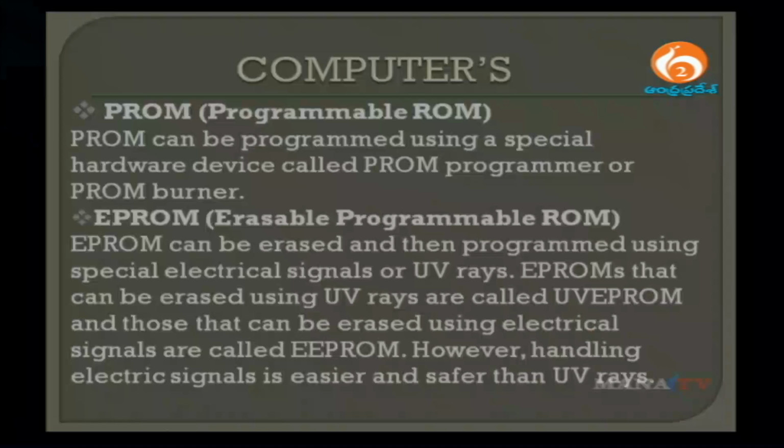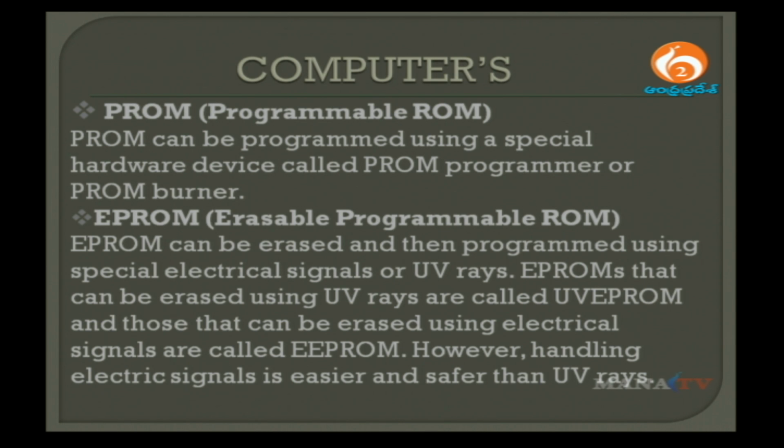Alright, so now let me show you the second point in the ROM, that is, if you can see, we have EPROM, that is Erasable Programmable ROM. EPROM can be erased and then programmed using special electrical signals or UV rays. EPROMs that can be erased using UV rays are called UVEPROM, and those that can be erased using electrical signals are called EEPROM. However, handling electrical signals is easier and safer than UV rays.